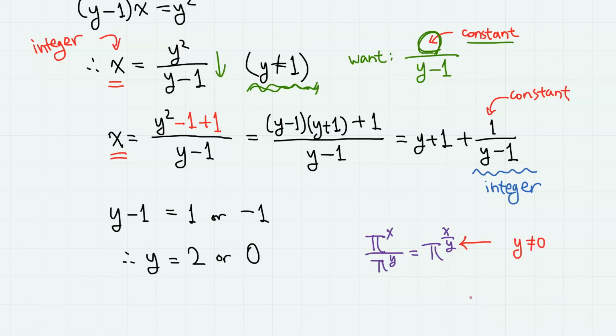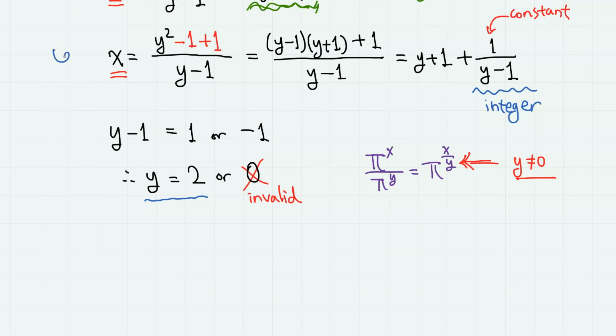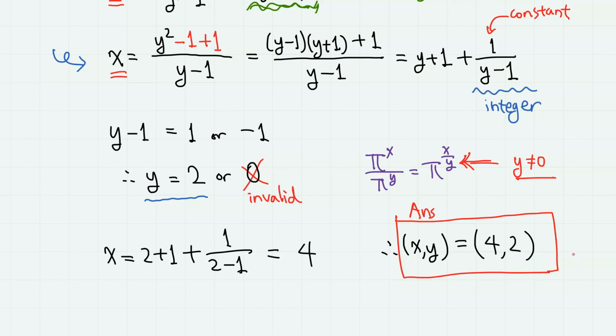However, I have already mentioned that because the original equation contains y at the denominator, y cannot be 0. So the only possible value is y equals 2. And from this expression, x equals 2 plus 1 plus 1 over 2 minus 1, which is 4. And this is the integer solution to the given equation.